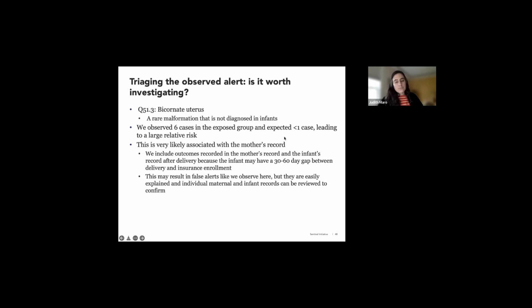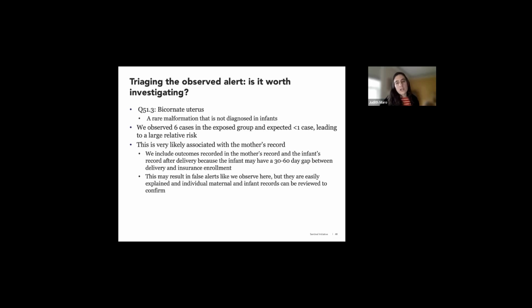And so one of the things that's true is when we look for outcomes, especially birth outcomes in secondary use data, we use both the mother's record and the infant's record. That's because the infant often doesn't get their own identity in these data until sometime 30 to 60 days after. And so this is a possibility where we could potentially misclassify an alert. We expected none, but really we had none because this is the mother's record here. But it does show the power to pick something up at very small numbers.